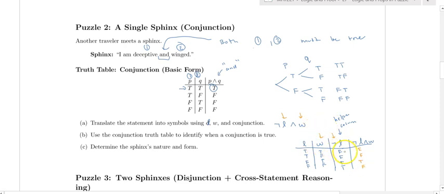So don't think about not L as a more complex statement. Just think about this as one statement. It has its own truth values, and all you need to do is look at those truth values.